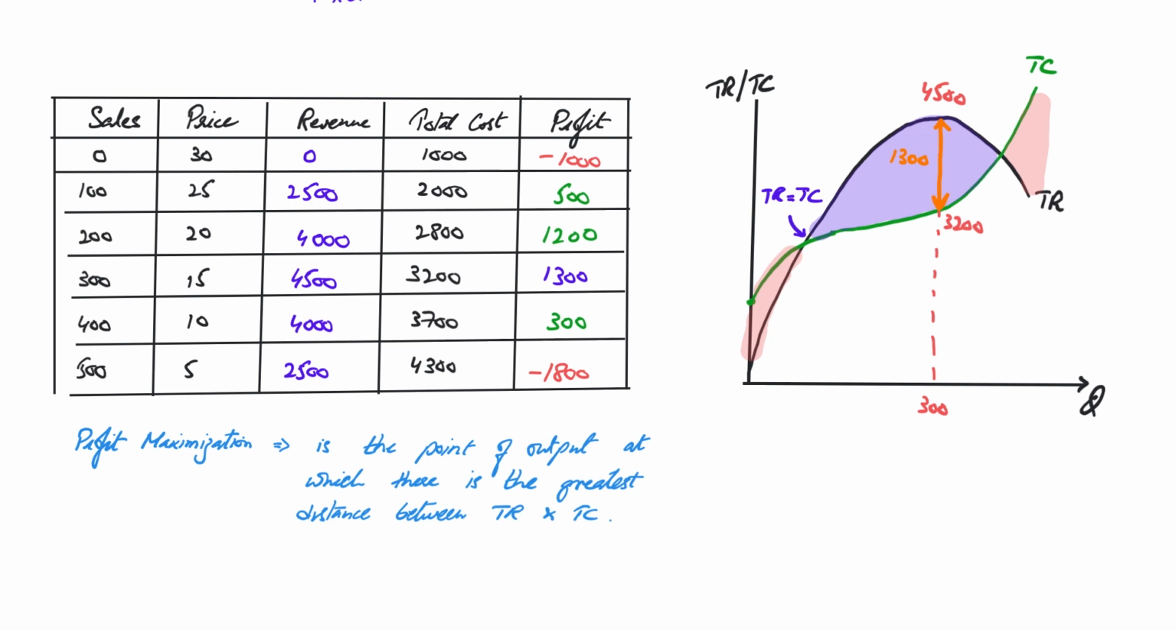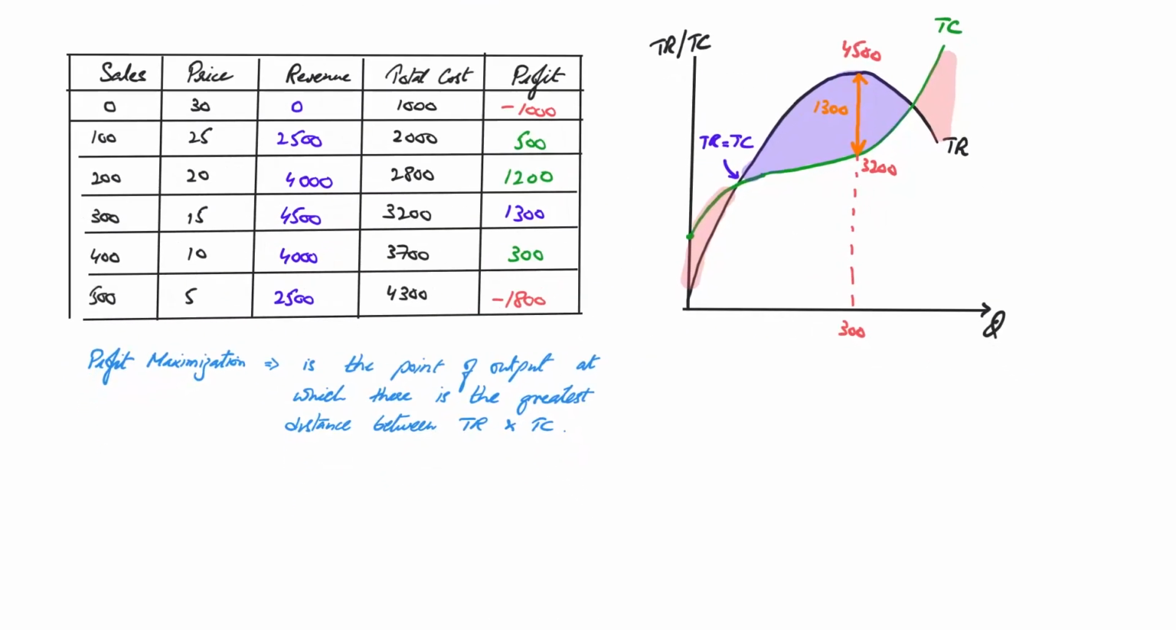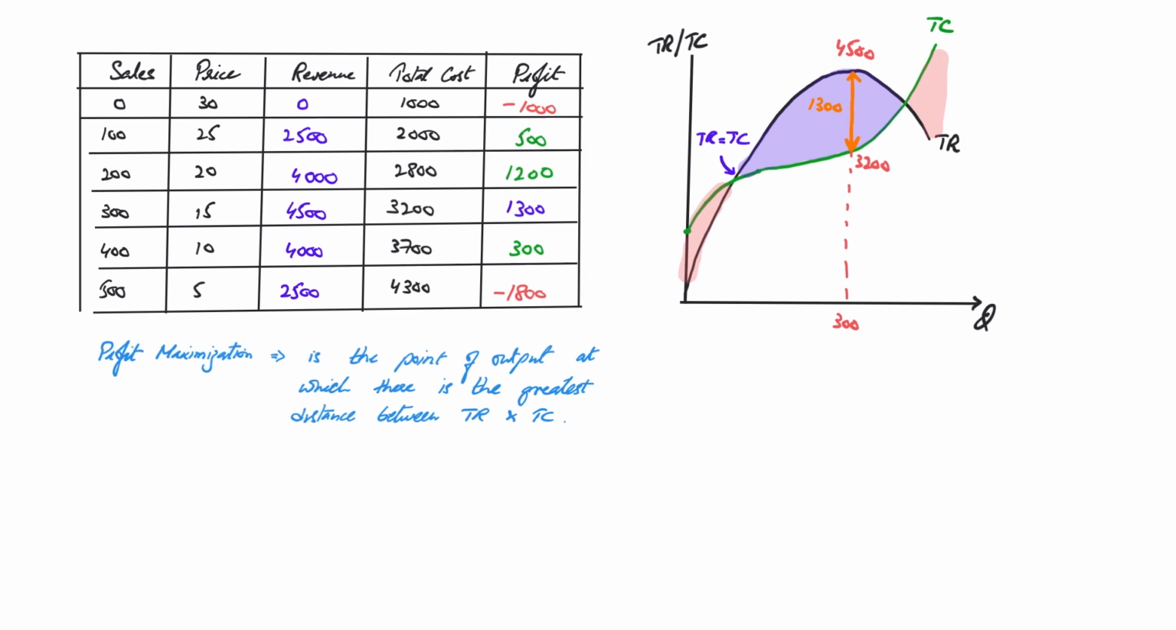Do you understand that? If you go to a lower quantity, say over here, the difference between your revenue and cost will decrease. If you move on this side, again the difference between revenue and cost will decrease. Over here you have the greatest distance between the total revenue and the total cost. So graphically, this is one interpretation of profit maximization.